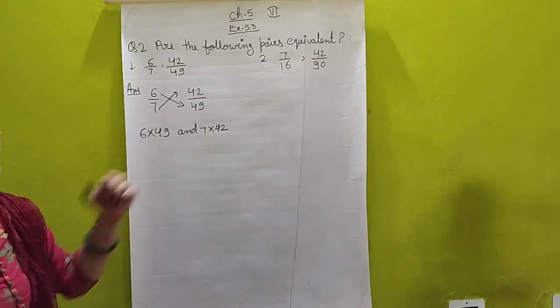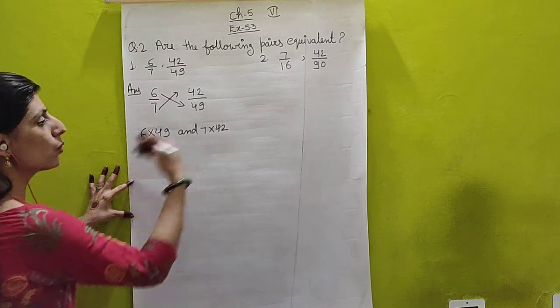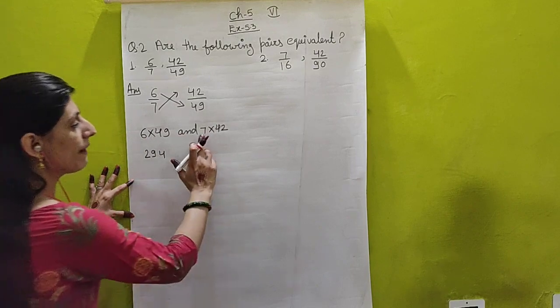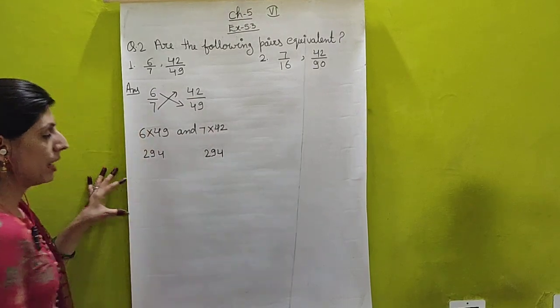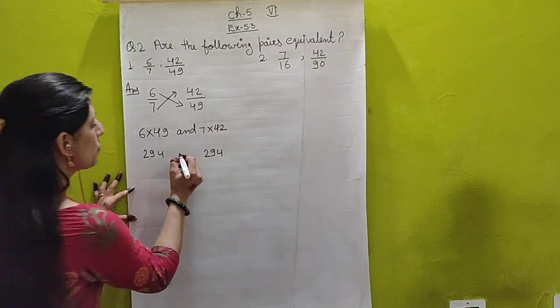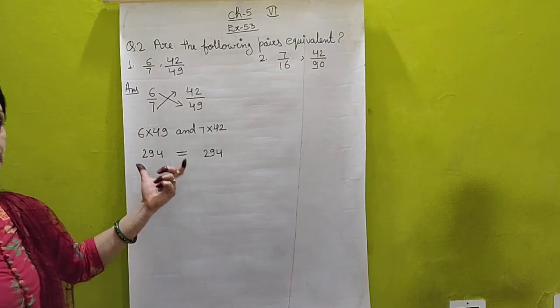Now you will multiply. Here I am multiplying directly. You can use your rough column. Here 294 will come, and when you multiply 7 with 42, again 294 will come. Now as you can see, both the quantities are the same. So it means they are equivalent pairs. Both are equivalent to each other.